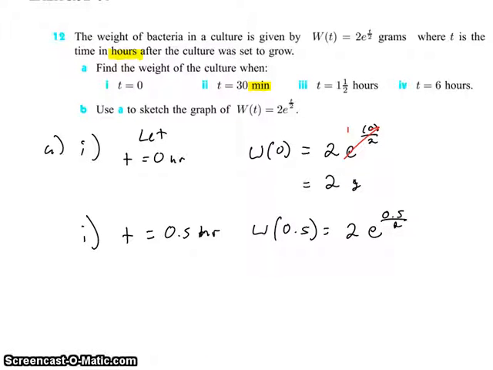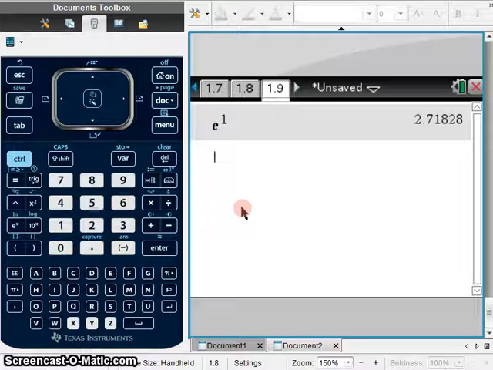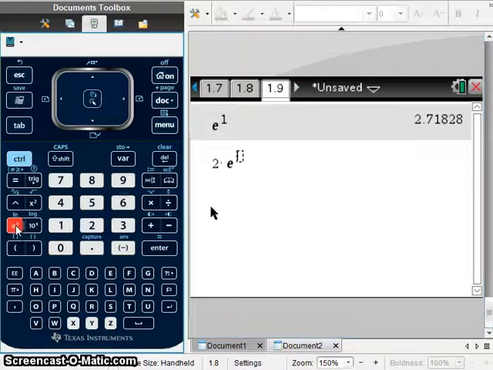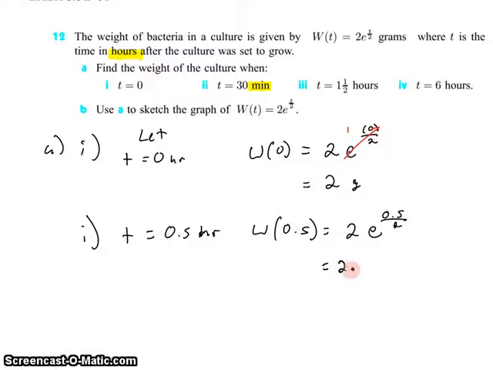is not something I'd expect you to be able to do without your calculator. We're going to try using the calculator to solve this. So we're going to solve 2 times e to the power of 0.5 on 2. All right, we get 2.56 or 2.57 grams. So what does that mean? The mass of the bacteria is growing. It grew from 2 grams to 2.57 grams.